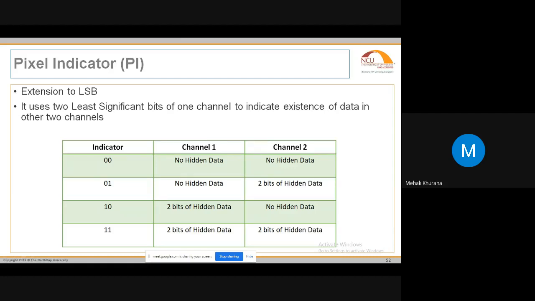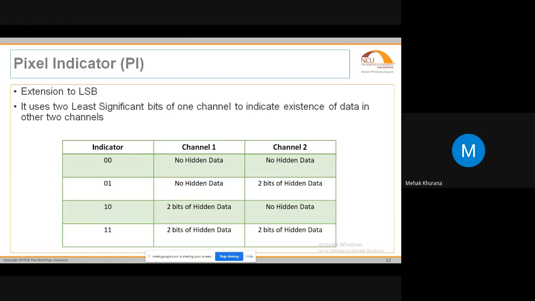So like 00, there will be no hidden data. There is no hidden data in channel 1 and channel 2. 01 shows that wherever the 1 is there, it shows that there is some data that has been hidden. So 11 shows that data has been hidden in channel 1 and it has been hidden in channel 2 also.